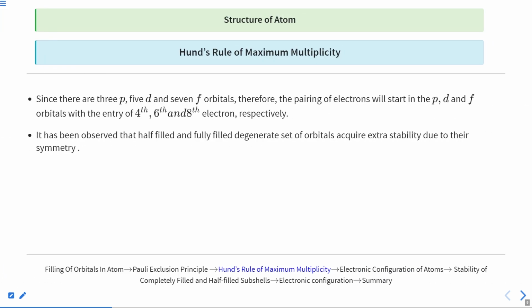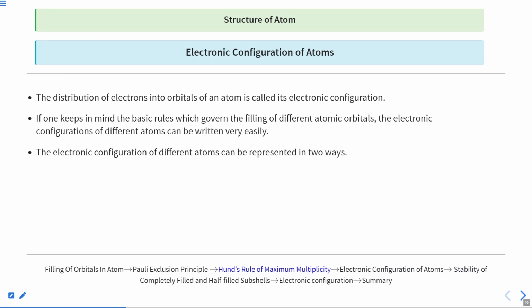Now in the p subshell there are 3 p orbitals, px, py, pz, and 5 d orbitals, dxy, dyz, dxz, dx square minus y square, and dz square, and then the f orbitals. Therefore the pairing of electrons will be in the p, d, and f orbitals with the entry of the 4th, 6th, and 8th electron. Clear? Now it has been observed that a completely filled and half-filled orbital has lower energy. So this is a very, very important point. You will see the use of it in the periodic table, right?